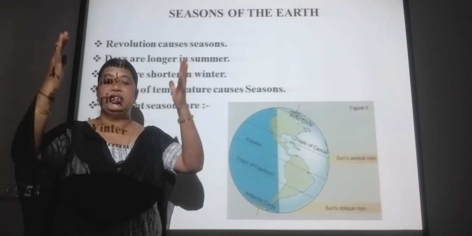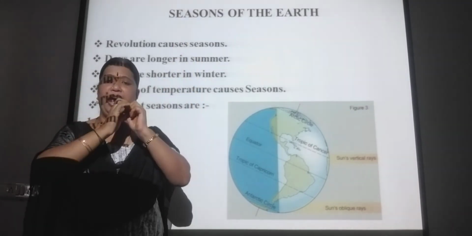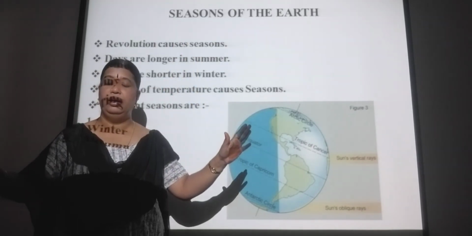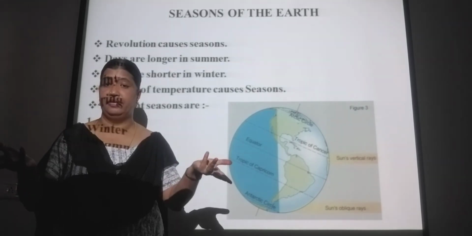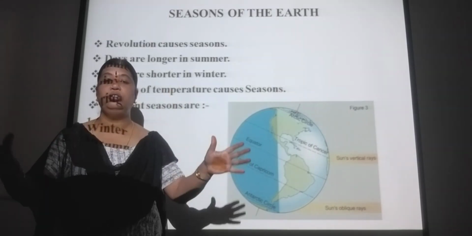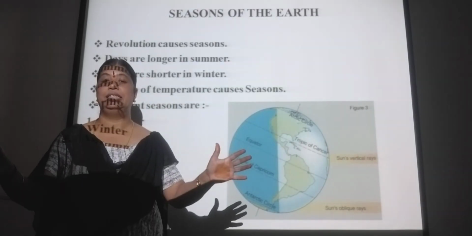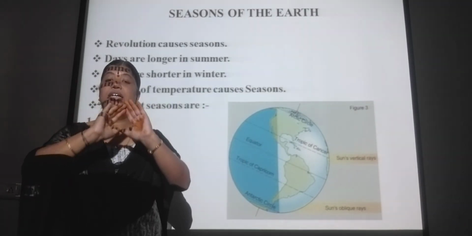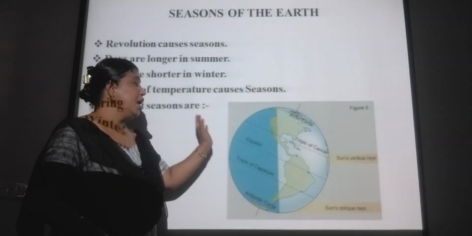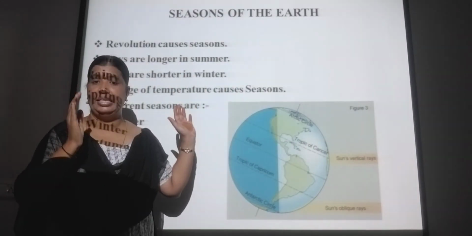Now rays of the sun will fall directly everywhere. Yes, and there will be no seasons. Right? It will be hot throughout or it will be cold throughout. But there will be no seasons at all. As earth is spherical in shape, we are able to have seasons.